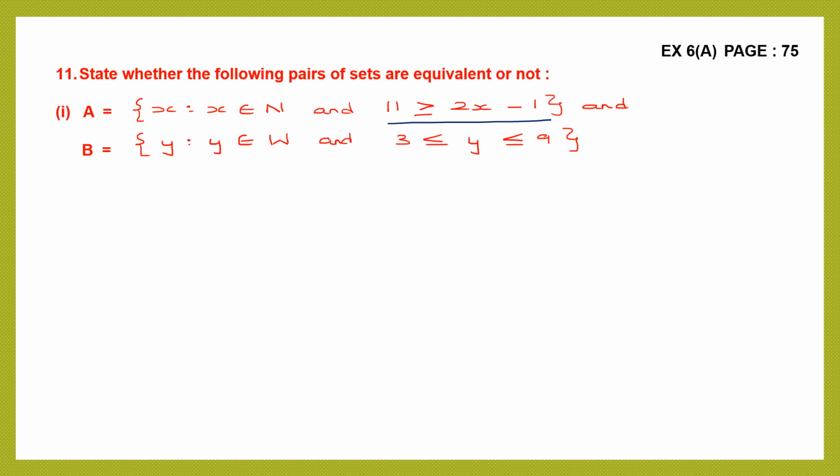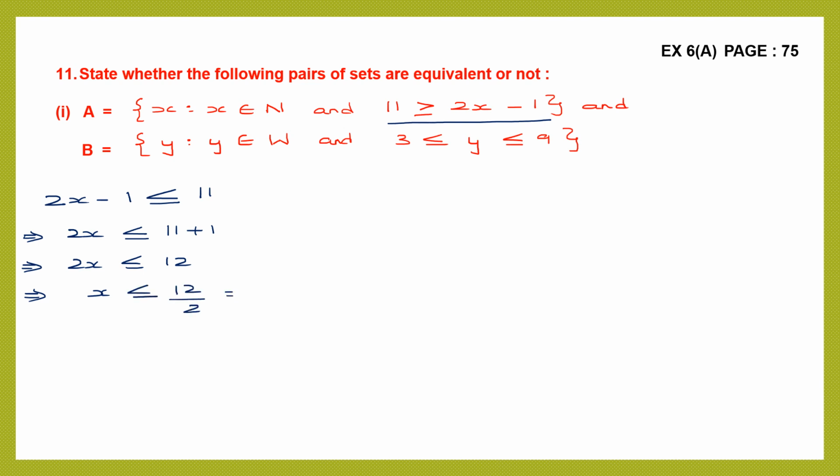So let's write that. I'm writing it the other way. 2x minus 1 is less than and equal to 11. Okay, so this is how we write. Again, this is an inequation. So we're going to solve for x by writing 2x is less than and equal to 11 plus 1. I've taken 1 to the other side. So now it becomes 2x is less than and equal to 12. So now we can find the value of x. x is less than and equal to 12 divided by 2, which is 6.